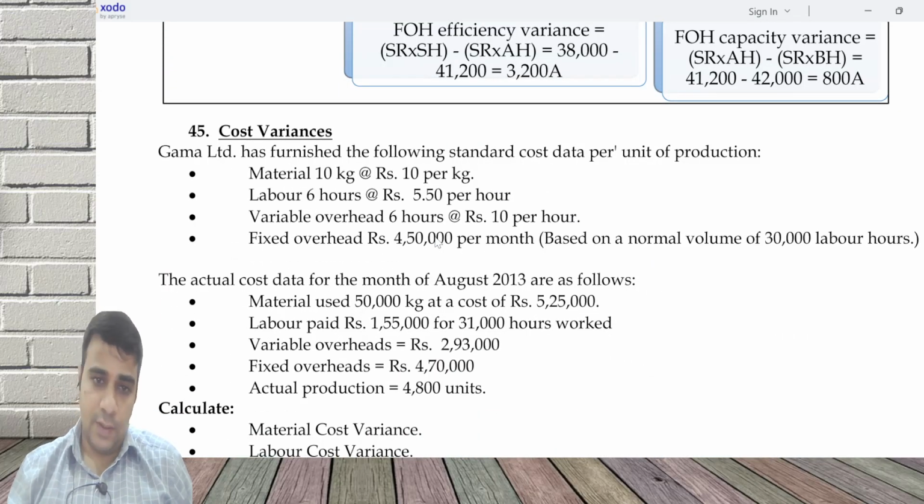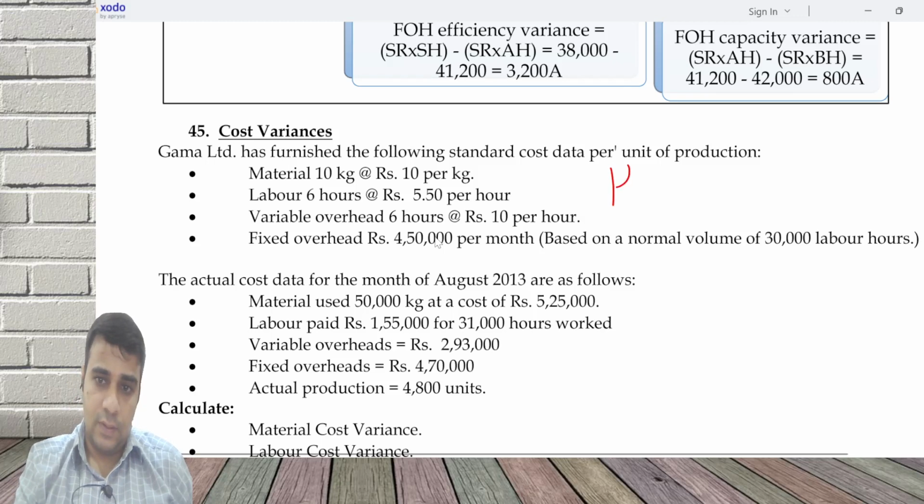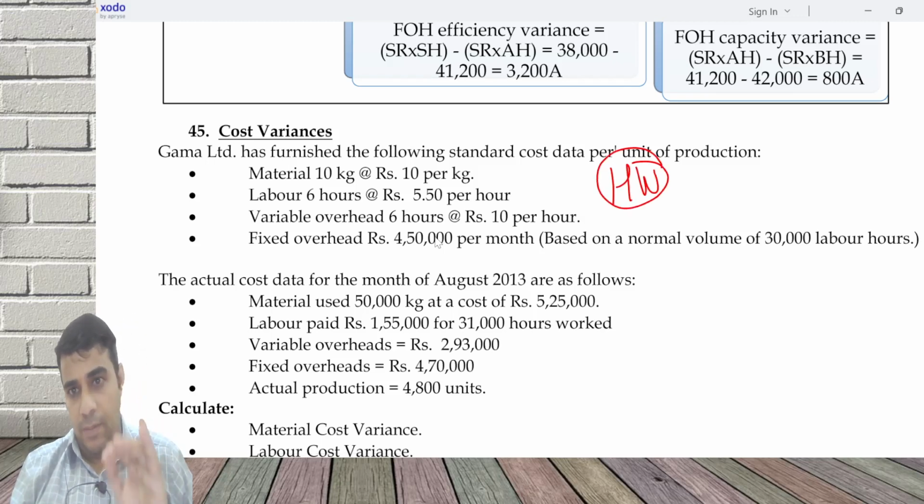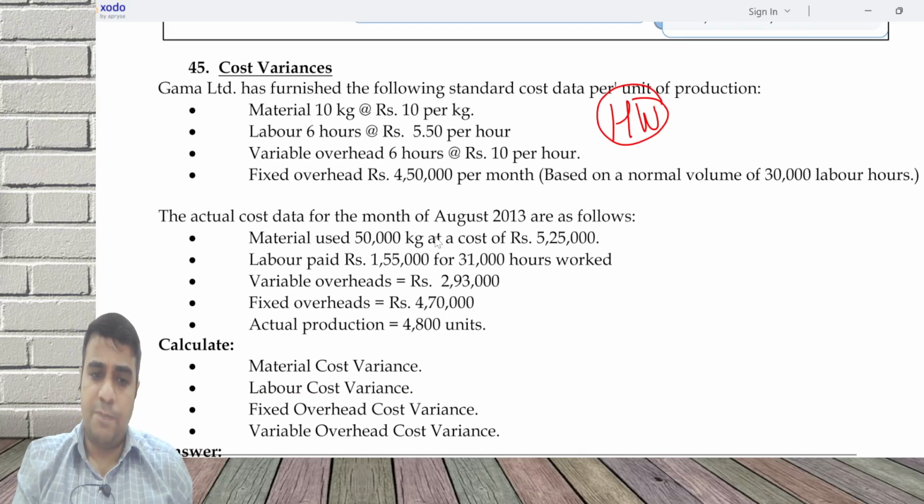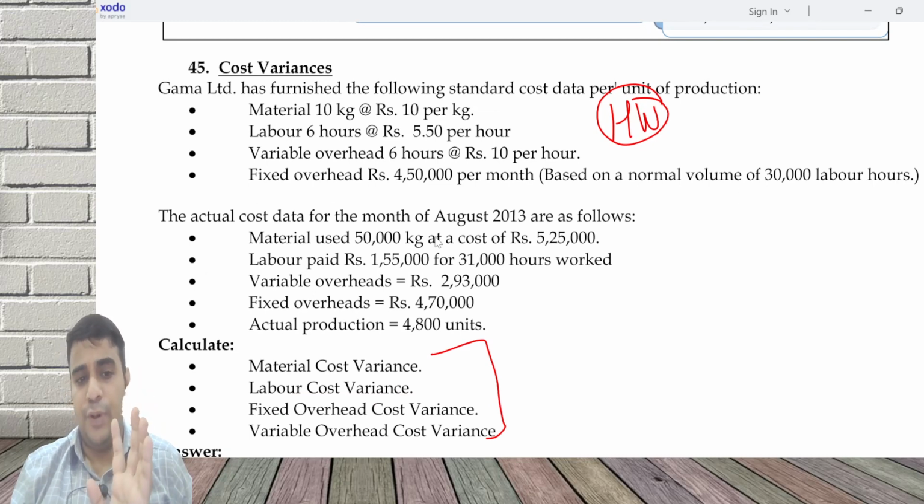45 is homework. Now listen, whenever a comprehensive question comes, please check what is needed. In this question, don't try to do the entire computation table.